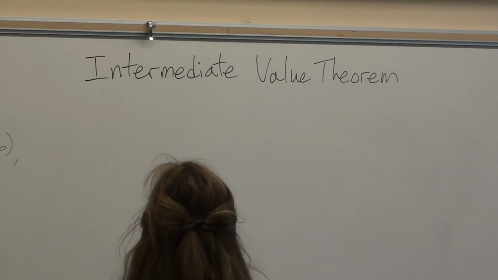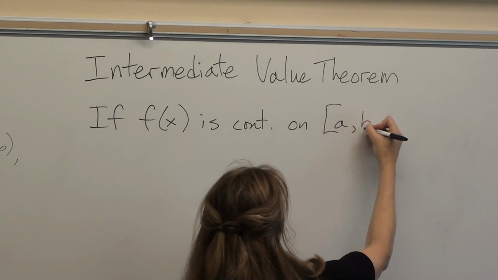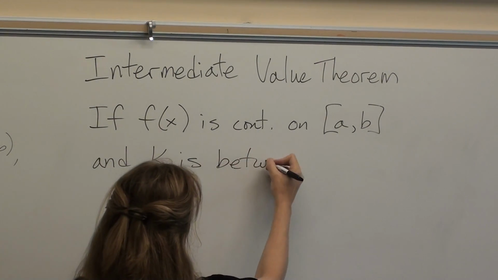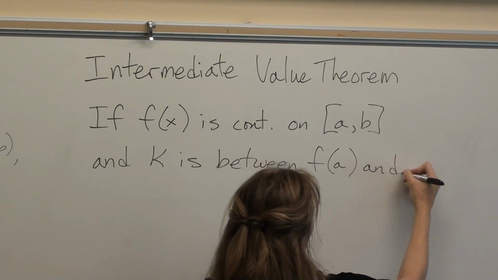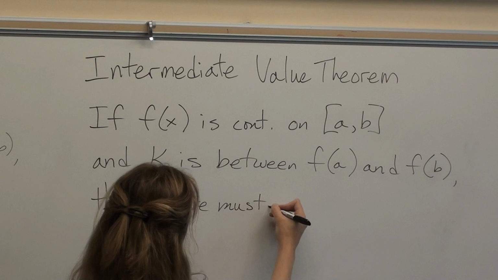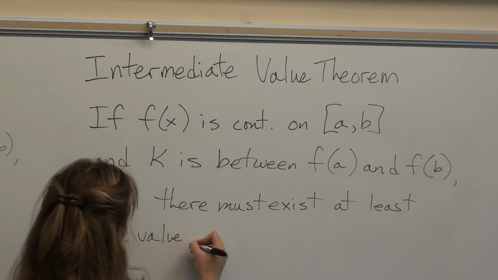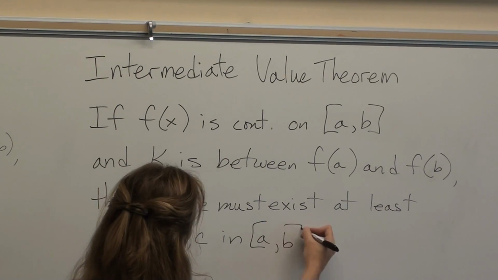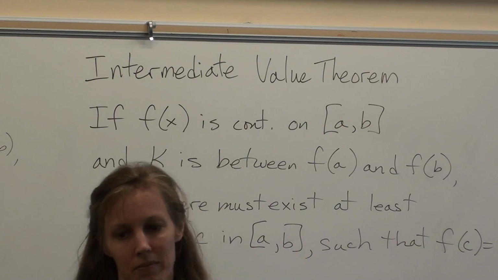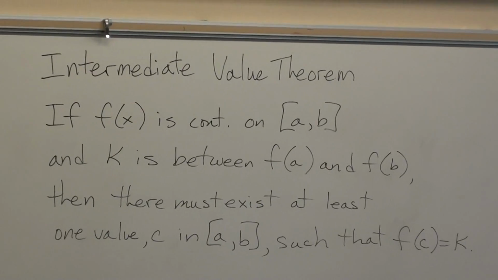And here's what it says. If f of x is continuous on the closed interval [a, b], and k is some value between f of a and f of b, then there must exist at least one value c in [a, b] such that f of c equals k.